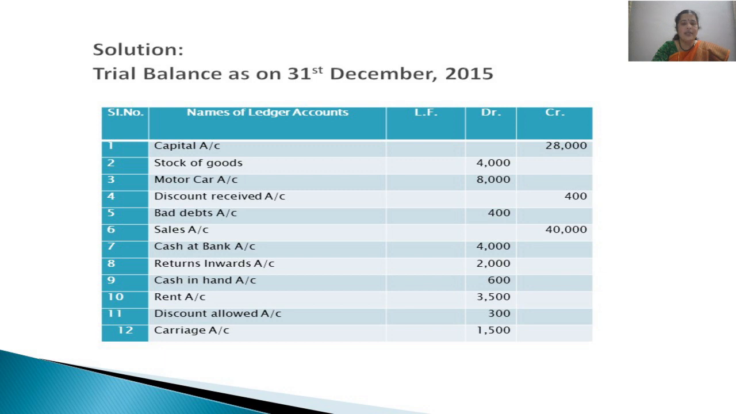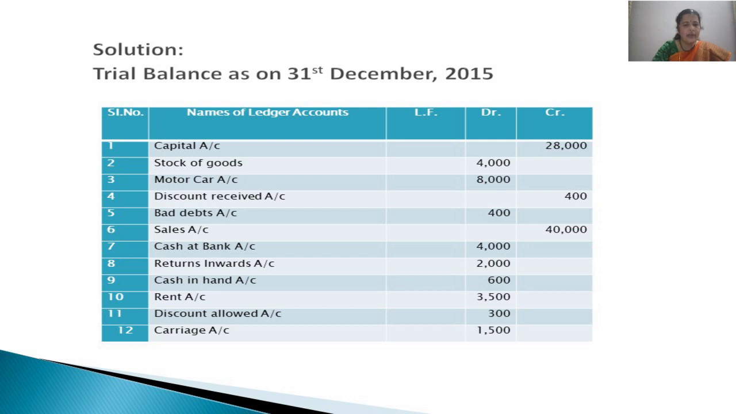Then sales. Sales is an item of income. So credit all incomes or gains. Or if you treat it as a real account, goods, credit what goes out. So in both the ways it has to be credited. Then cash at bank is a real account, asset. All asset accounts are debited.